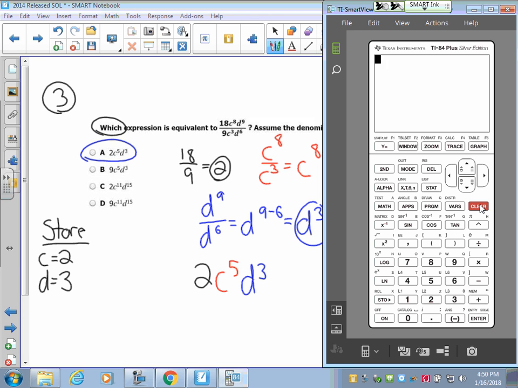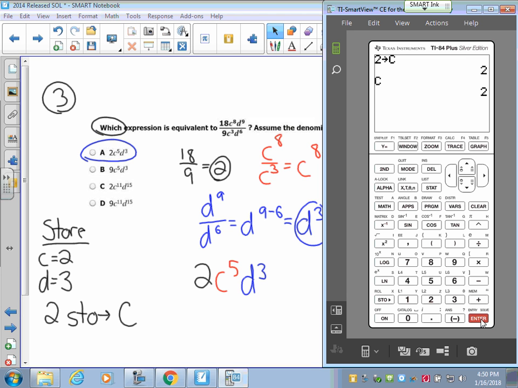So how we do that is we hit 2 STO, and we have to type in the letter C. So to do that on our calculator, we type in 2, and then we press this STO button, and then we hit alpha, and the C is going to be the program button. So we have 2, and we store it as C. So anytime we hit C, it comes up as 2.